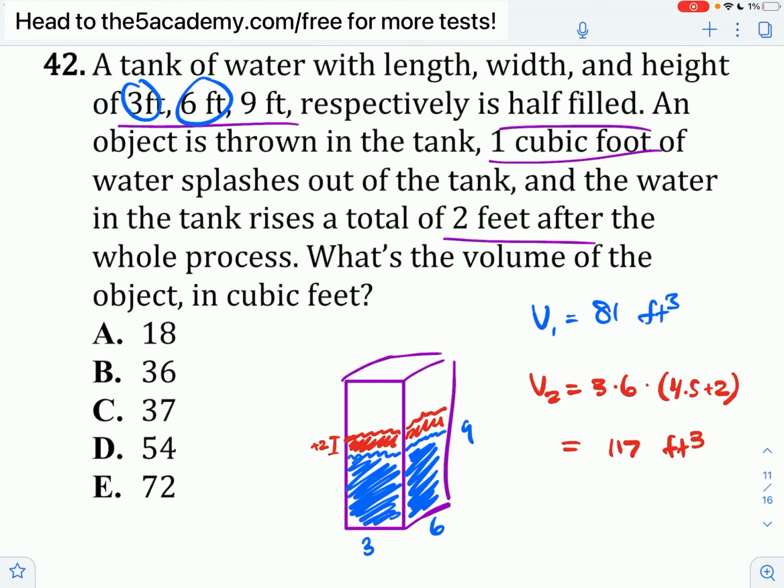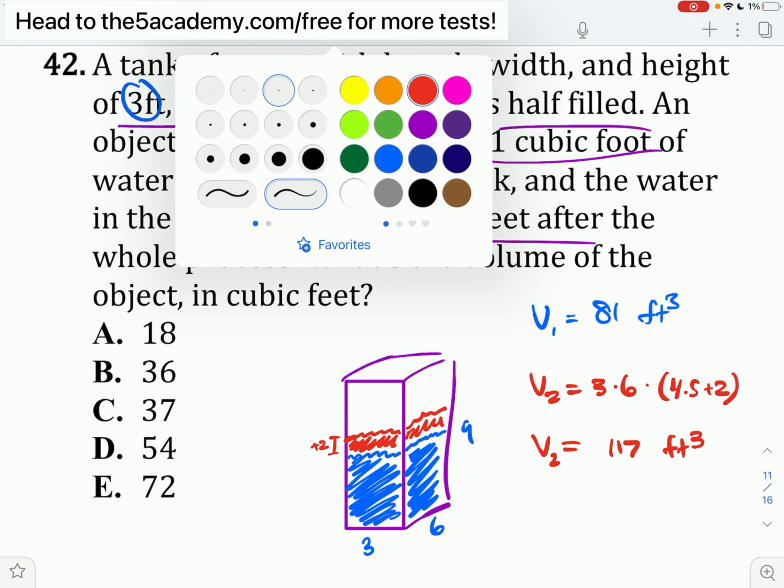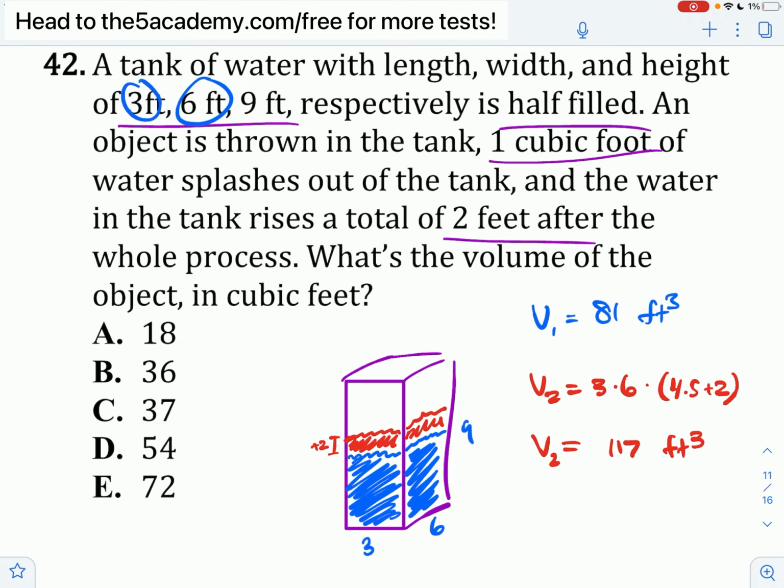Feet cubed. That's V2. Now, if we find the difference between these two, we can find essentially how much volume we added to the tank. So if we do 117 minus 81, you end up getting 36. Okay? 36 feet cubed. That's how much we added to the tank. So does that mean that the volume of the thing that we added, aka the object, is 36 feet cubed? Well, the thing is, 1 cubic foot of water splashed out of the tank.